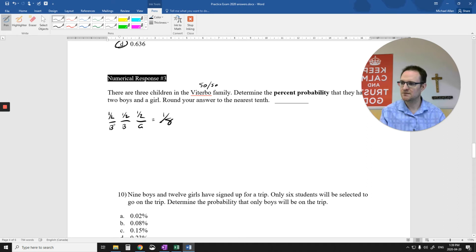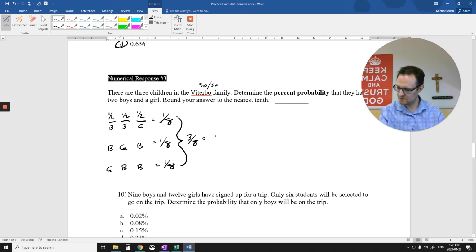This would be at the first, second, and third. That's the order it was, but it could just be boy, girl, boy, which will also be 1/8. Or it could be girl, boy, boy, which will also be 1/8. If I add all these together, you get 3/8, which is in terms of percent, because that's what they want in this question. The decimal is 0.375, so this turns into 37.5%.